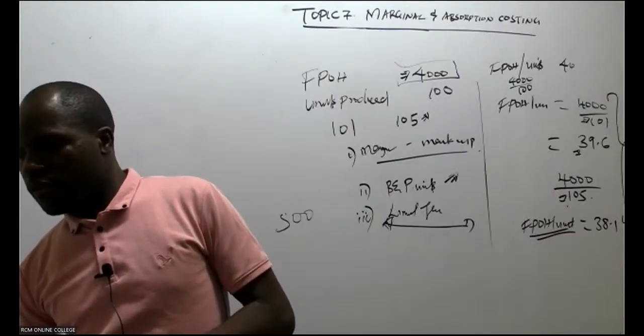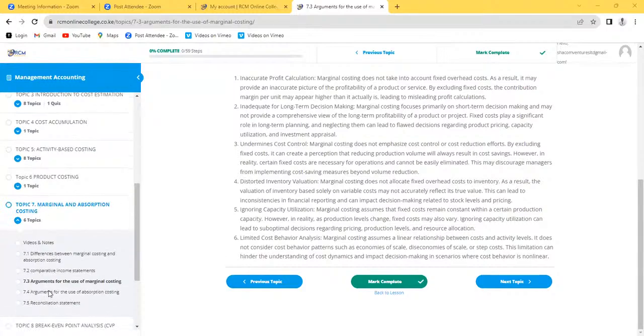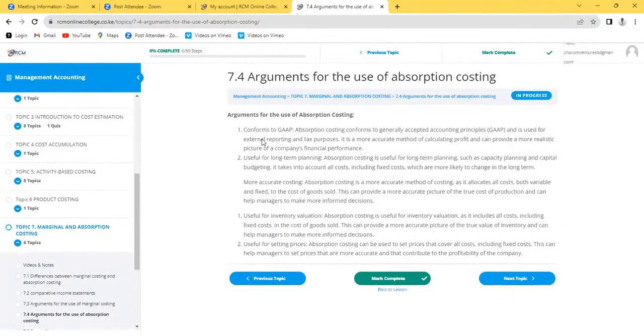Then if you move forward, those are some of the arguments for and against marginal costing. Then we have arguments for the use of absorption costing. One, it conforms to generally accepted accounting principles. Then useful for long-term planning. Then number three, useful for inventory valuation, and useful for setting prices.